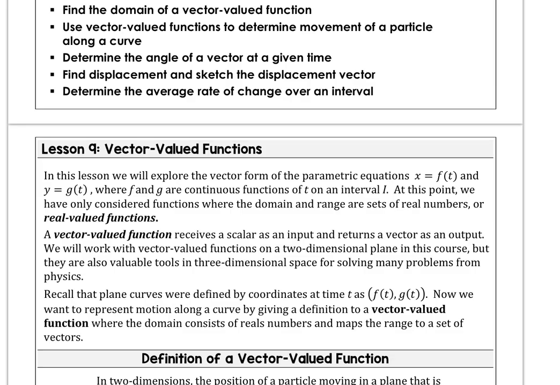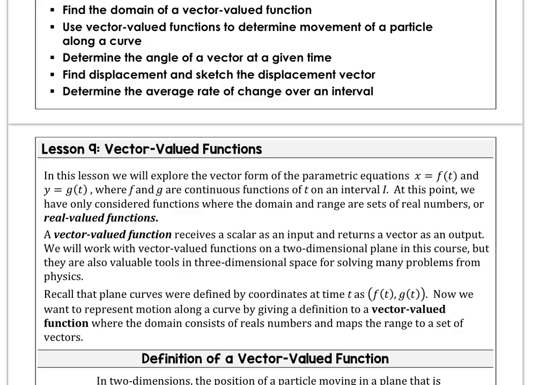We're going to explore vector form of parametric equations where x is f of t and y is g of t, and f and g are going to be continuous functions of t on some interval I. We've only considered functions where the domain and the range are sets of real numbers, or real valued functions. A vector valued function receives a scalar as an input and returns a vector as an output.